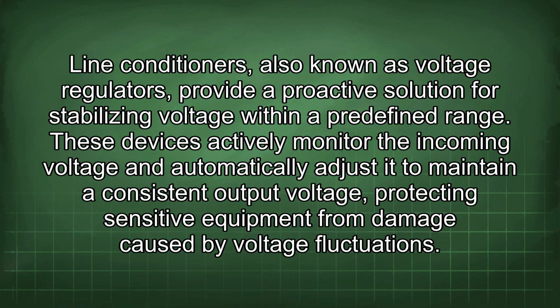Line conditioners, also known as voltage regulators, provide a proactive solution for stabilizing voltage within a predefined range. These devices actively monitor the incoming voltage and automatically adjust it to maintain a consistent output voltage, protecting sensitive equipment from damage caused by voltage fluctuations.